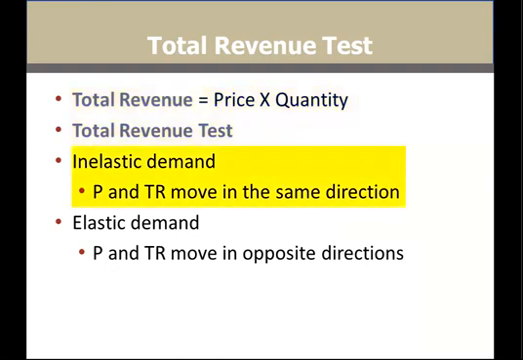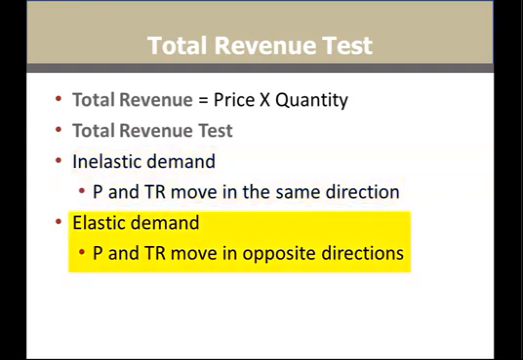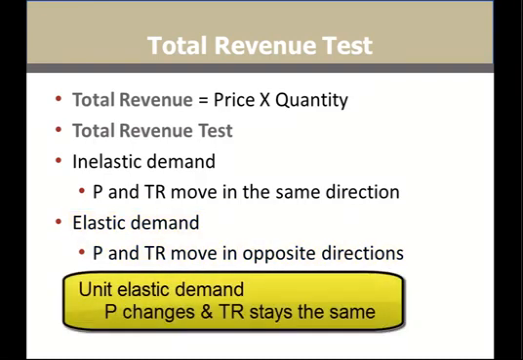Demand is inelastic if a decrease in price results in a fall in total revenue, or an increase in price results in a rise in total revenue. And demand is elastic if a decrease in price results in a rise in total revenue, or if an increase in price results in a decline in total revenue. Demand is unit elastic if total revenue does not change when the price changes.